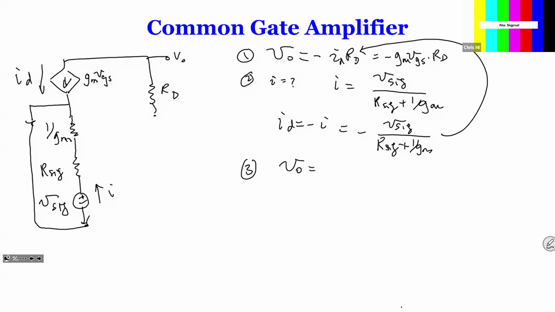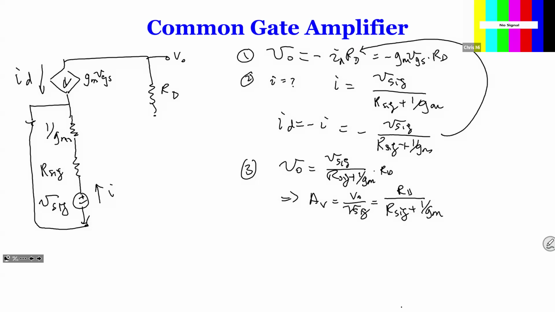So the two signs are going to cancel. We have vsig over RSIG plus 1 over gm times RD. So from here, we can find Av equal to vo over vsig equal to RD over RSIG plus 1 over gm. So we find the gain to be very simple.